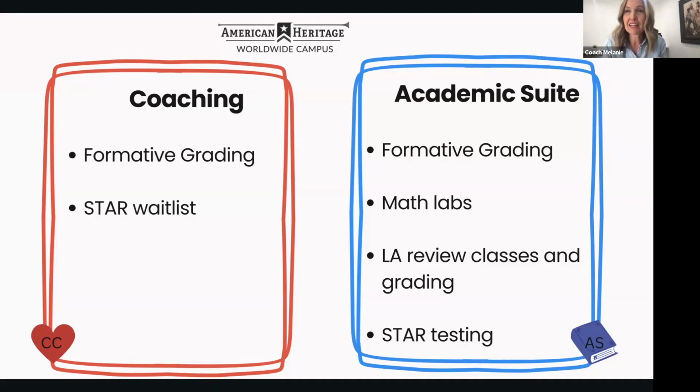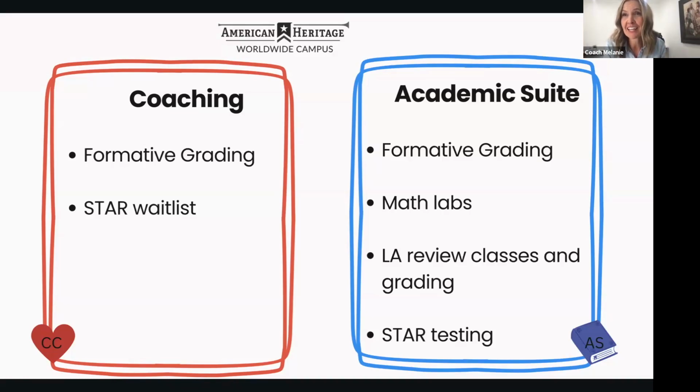So with the coaching plan, you get all of the formative grading. So you will be able to do all of the formative math and the formative root words in level 6 through 8. And you're also able to get on the STAR wait list. It's first come, first serve. So everyone in academic suite will be enrolled, but if they choose not to use it or we have empty spots, then you can get on a wait list with Coach Shantae. And she has that already started. There's already people on that wait list.